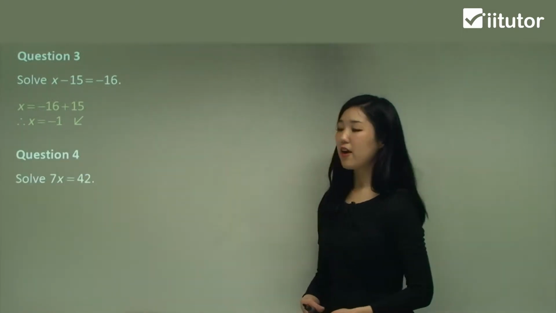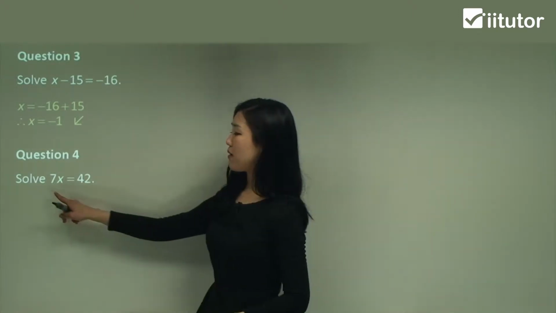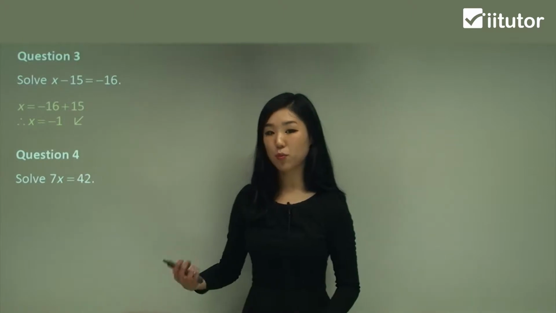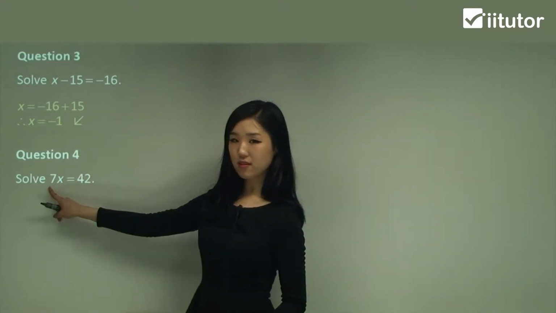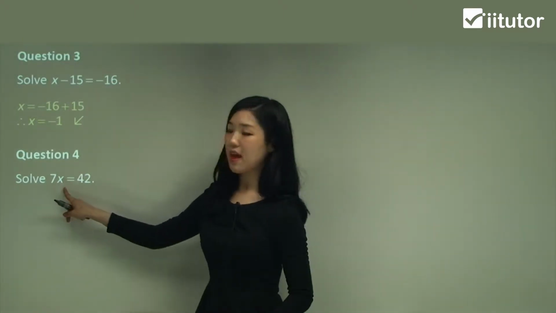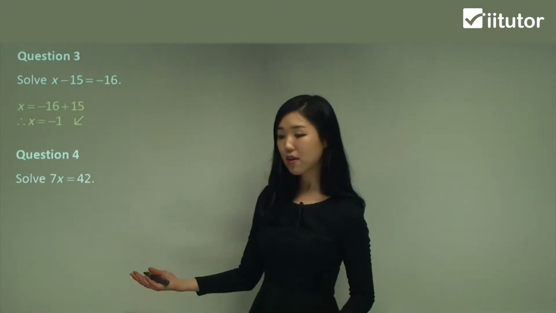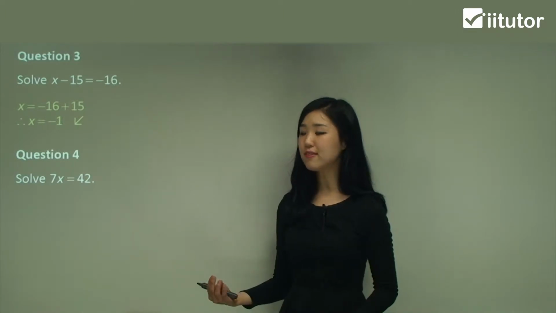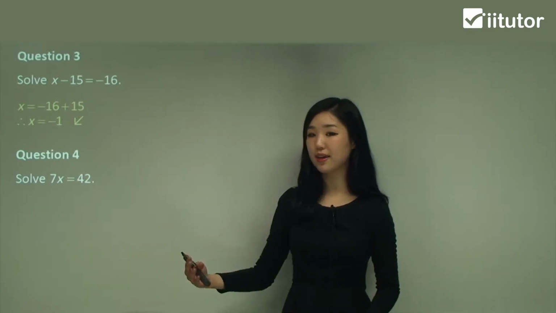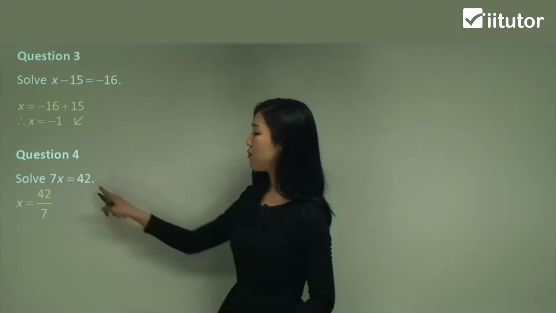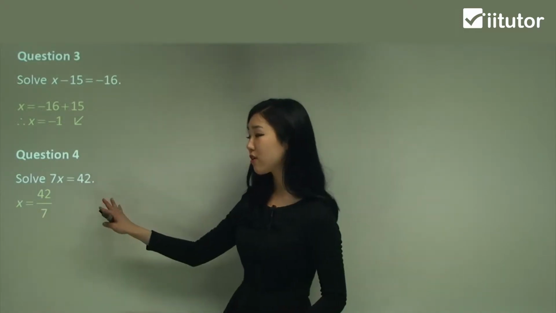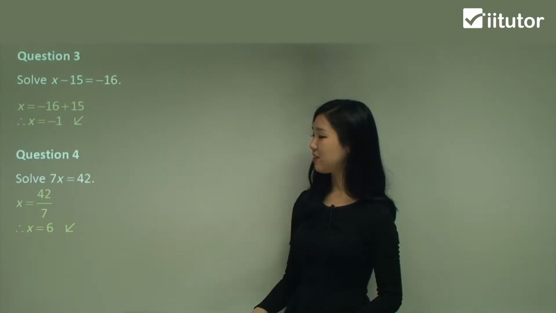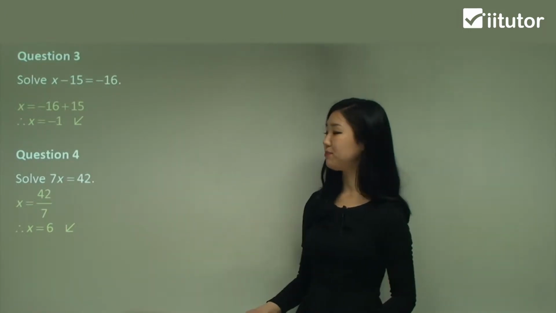Now 4, okay, this time it's a little bit different because we have 7x equals 42. Now I don't want 7x, I just want x. So how do we get rid of that 7? Now see how 7x means 7 times x? So if I want to get rid of that 7, I simply need to divide, because the opposite of times or multiply is divide. So x will be 42 divided by 7, which is 6. So x is 6. Okay, so just dividing both sides by 7.